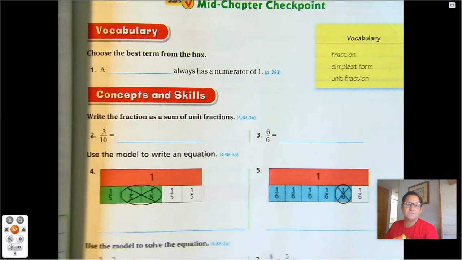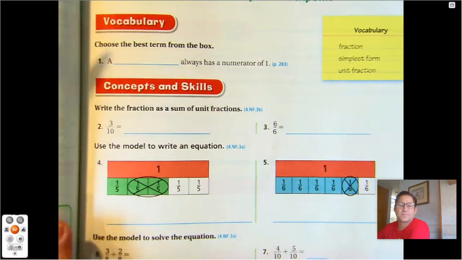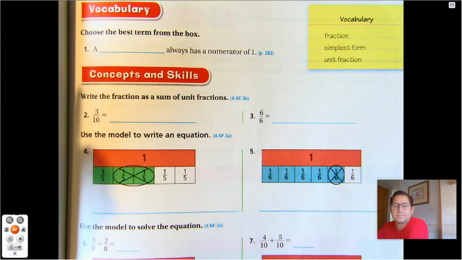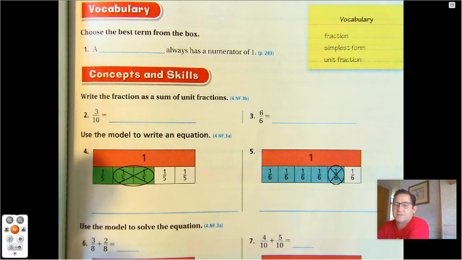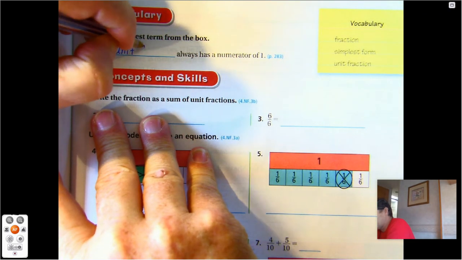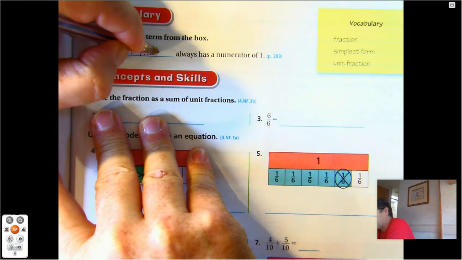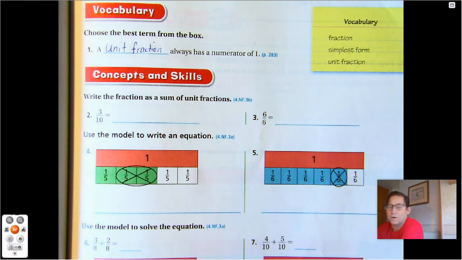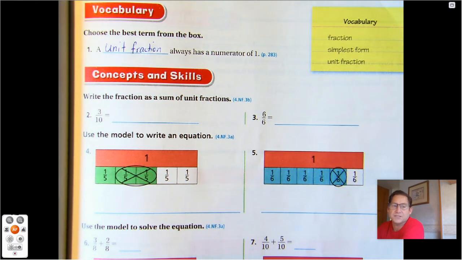We're on page 299. Choose the best term from the box. A blank always has a numerator of 1. Well, a fraction doesn't always have a numerator of 1. Simplest form, you don't need to have a numerator of 1 to be in simplest form. I could say 2/5, and that would be in simplest form. So the only good answer here is a unit fraction, because a unit fraction means I have to have like 1/8, 1/5, 1/4. Those are all unit fractions.